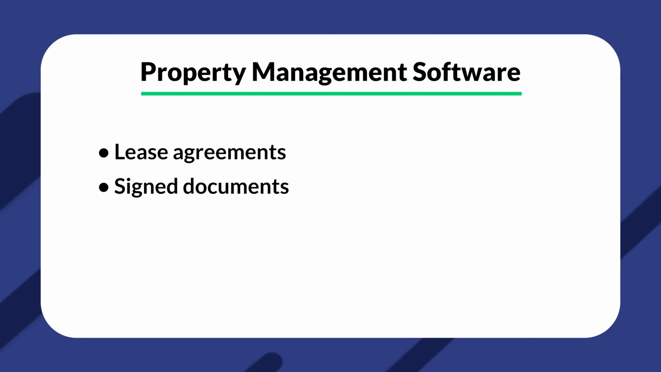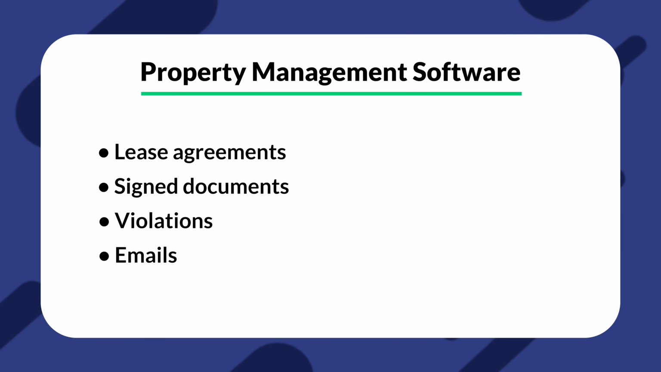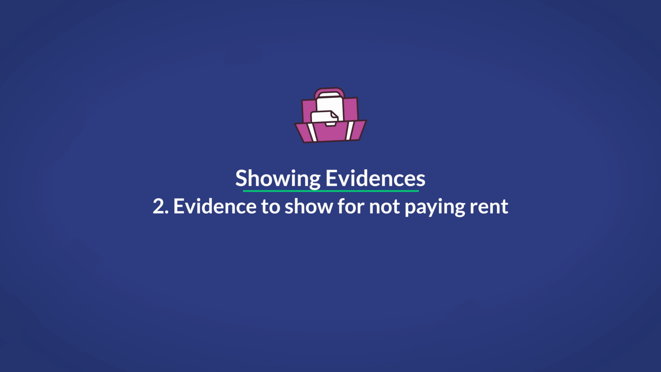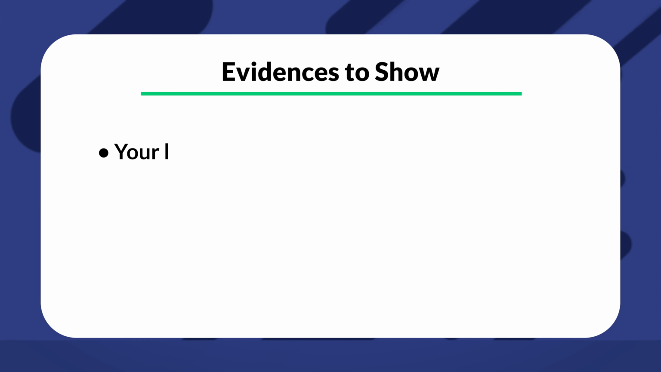These software allow you to save everything from lease agreements, signed documents, violations, any past emails, reminders, pictures, videos, anything that you can imagine that'll help your case. If the tenant doesn't pay rent and they dispute the claim, it's important that you show the judge the following. 1. Show them your lease agreement, show them the terms of the agreement, when rent is due, and any penalties for a late payment.